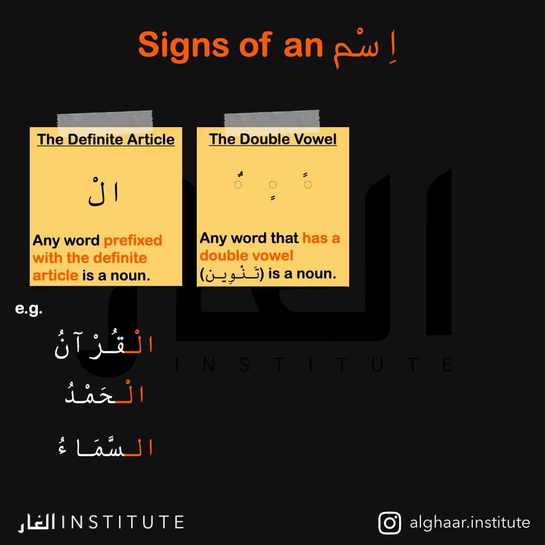The second sign is the double vowel, or in Arabic we call this tanween. So any word that ends in a tanween, whether that's fathatain, kasratain, or dammatain, will be a noun. For example, rasulun, kitaban, or qalamin. Rasulun meaning a messenger, kitaban meaning a book, or qalamin meaning a pen.